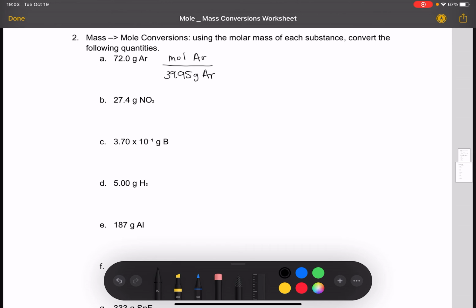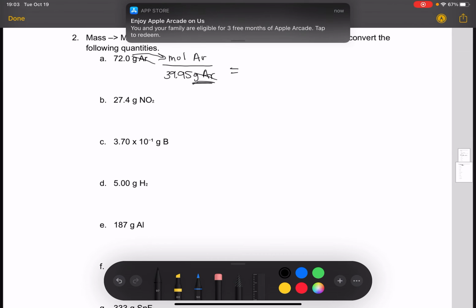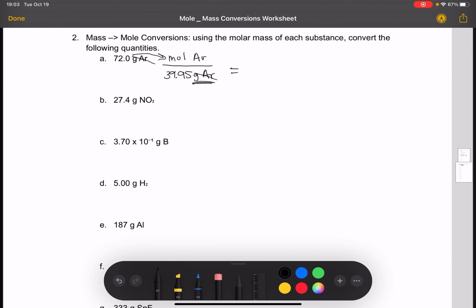The reason we did that is because we're solving for moles, and if we put the grams of argon in the denominator, then that unit is going to cancel out when we multiply. What this really means is that we are just going to divide 72 by 39.95. And that equals 1.80, we'll just say 2 moles of argon.